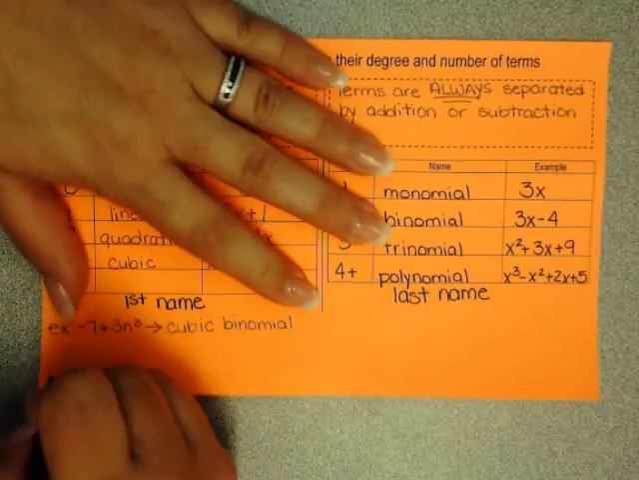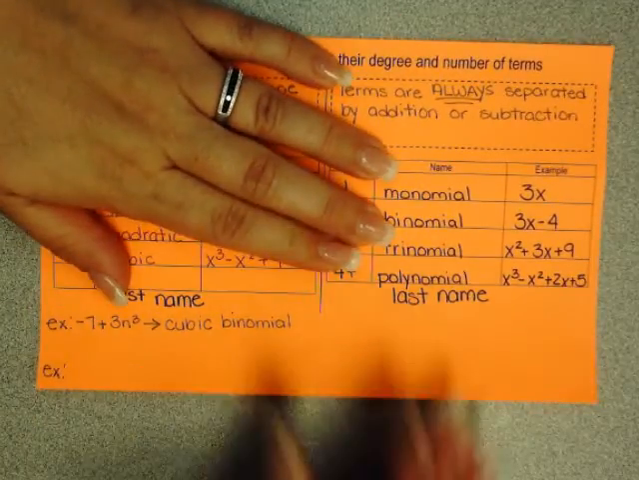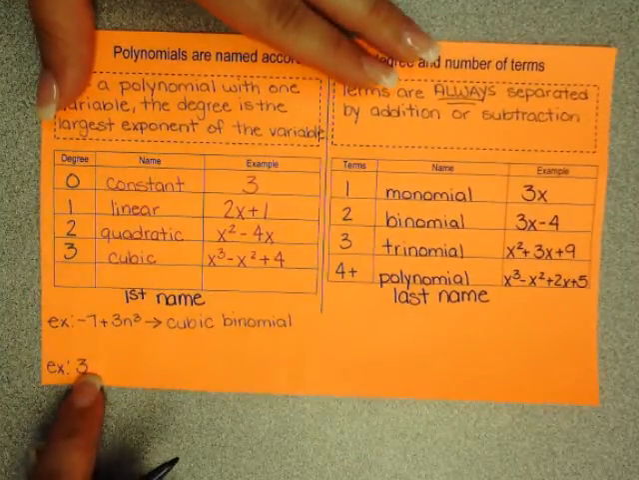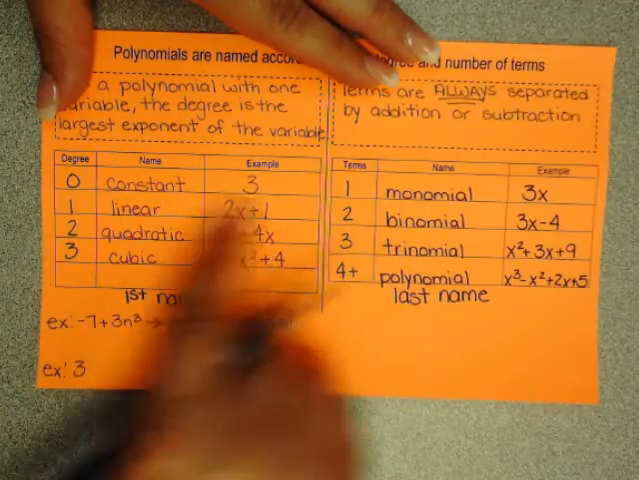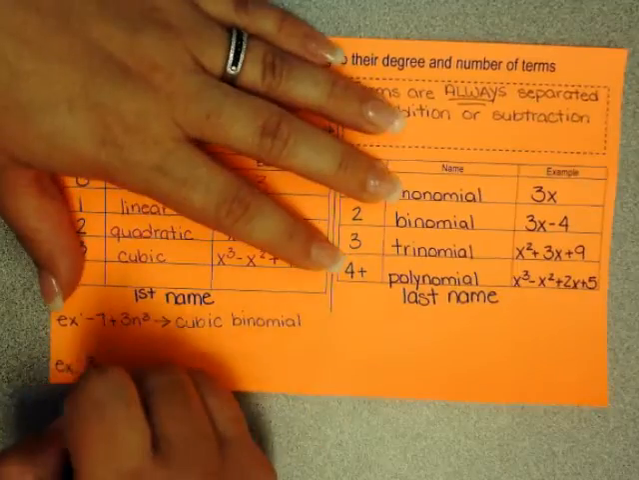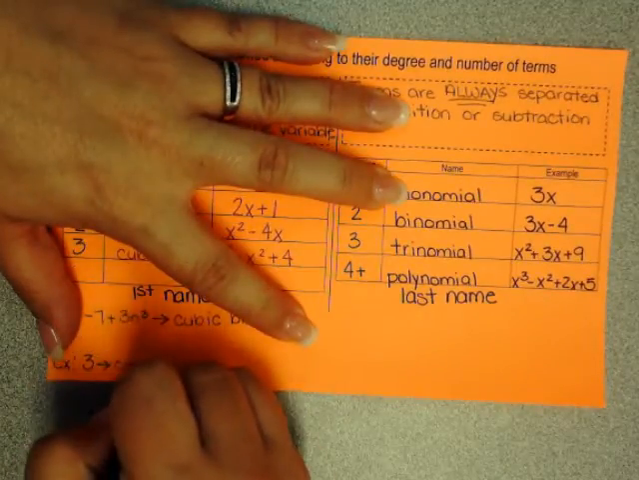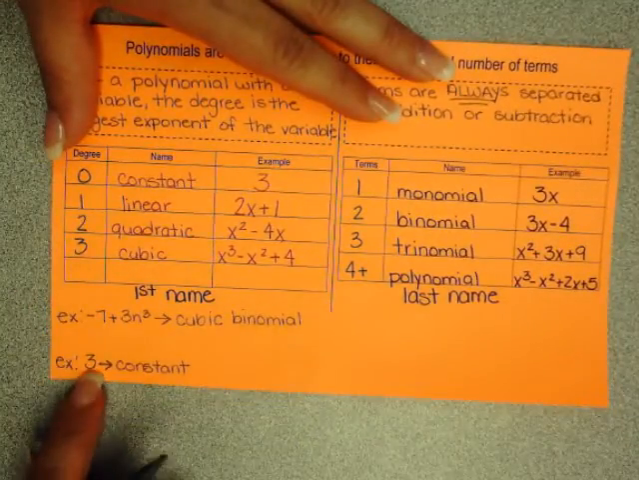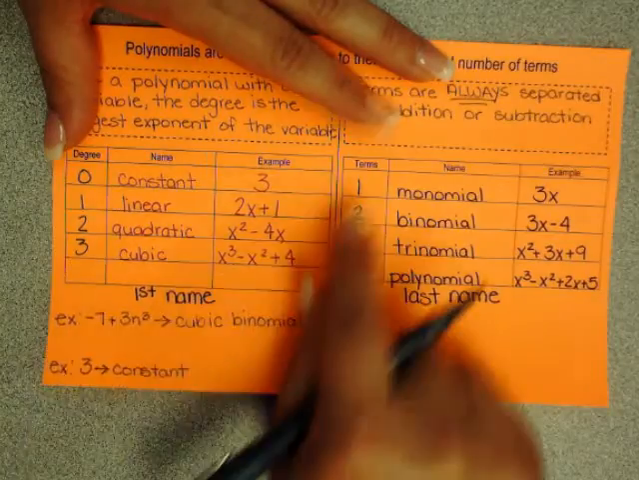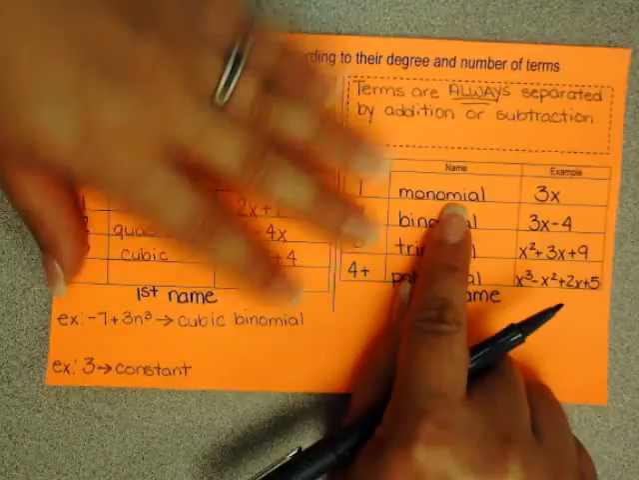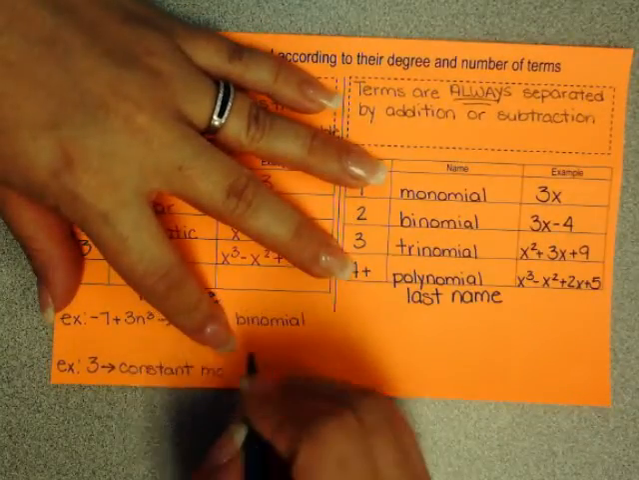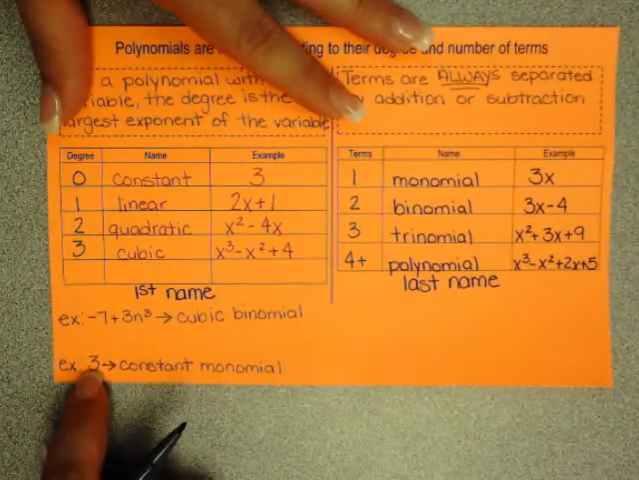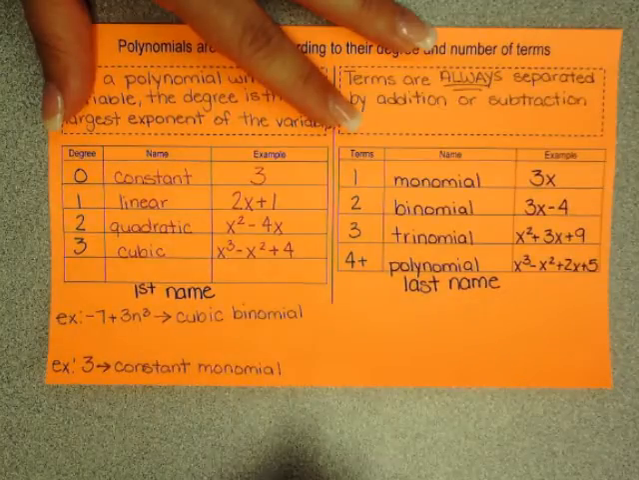Okay. Our next example, I'm sorry for my hand being in the way, but my paper keeps moving, is just 3. Well, we did an example with 3, and we said that 3 was a constant, so we know that our first name is constant. Now we need our last name. Well, there's no addition sign or subtraction sign. So because there's not, it only has one term, so it's a monomial. So this polynomial's first and last name is a constant monomial.